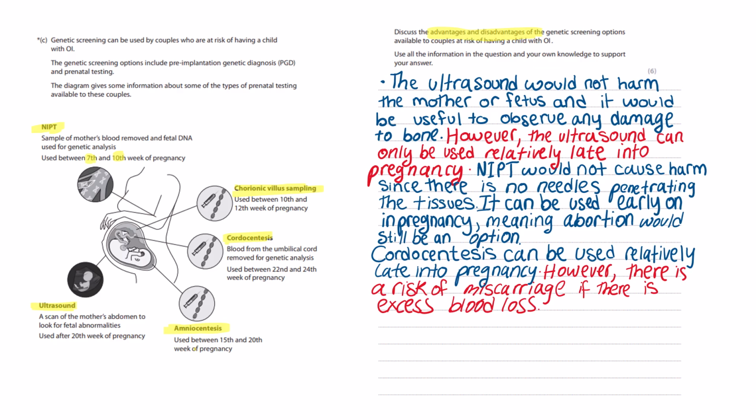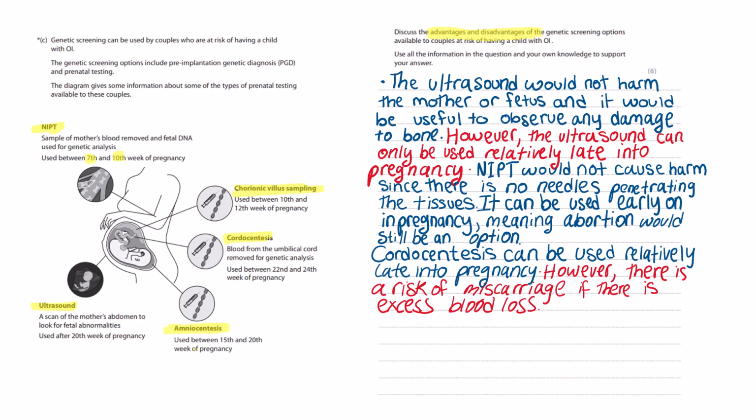We have an NIPT, where a sample of the mother's blood is removed and fetal DNA is used for genetic analysis. It's used between the 7th and the 10th week of pregnancy. We have an ultrasound, which is used a bit later, okay? And it's a scan of the mother's abdomen to look for any fetal abnormalities, and it's usually carried out late in the pregnancy, so that's the 20th week. We have chorionic villus sampling, which is used between the 10th and the 12th week of pregnancy.